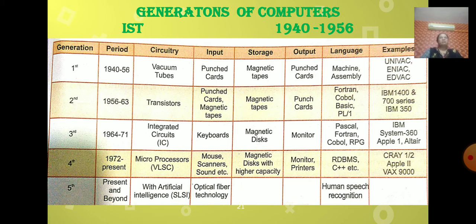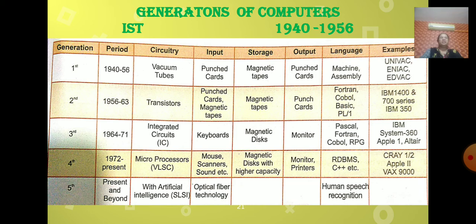Okay, and the IBM 1400, 700 series, IBM 350, these are examples of computers. Now the third generation, 1964 to 1971, this period is known as the third generation of computers. So instead of transistors, which circuitry did they use? Integrated circuits, that is IC, right? And the input is keyboard, the storage device is magnetic disk, and the output is monitor.